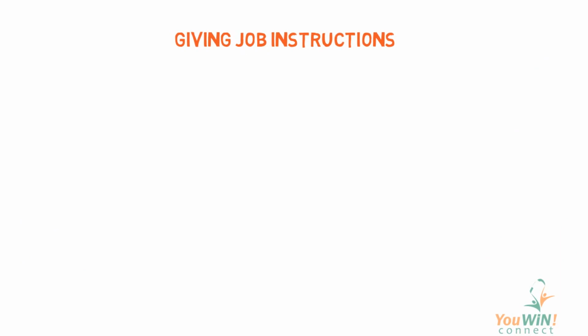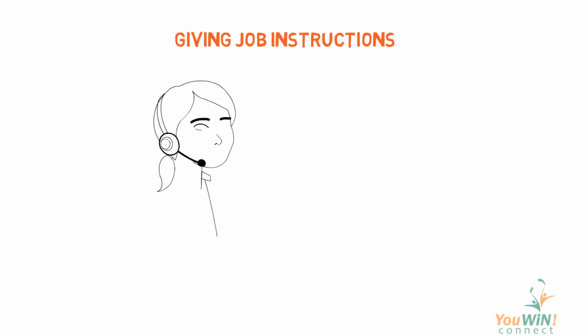Giving job instructions. Before we can give job instructions, we need to state the specific objective of the task or the job at hand. For example, a call center operator. We want to train the call center operator on how to handle complaints from customers. The specific objective will be how to handle complaints effectively.